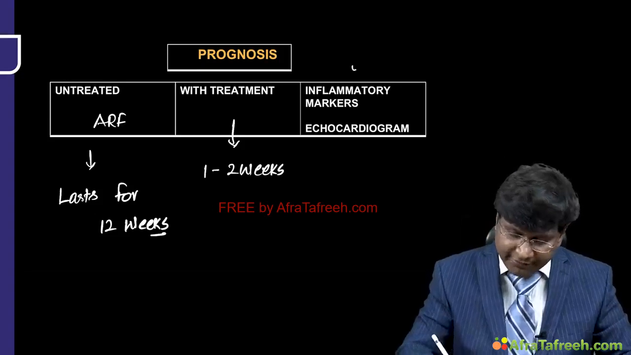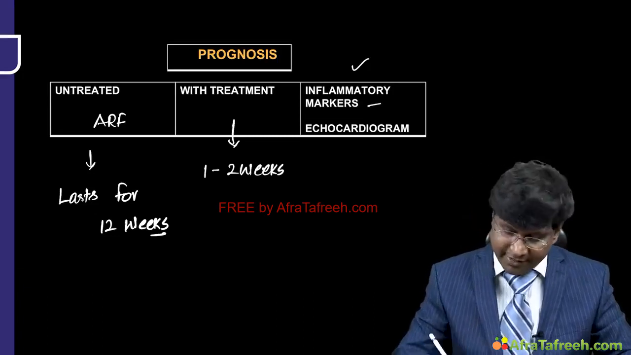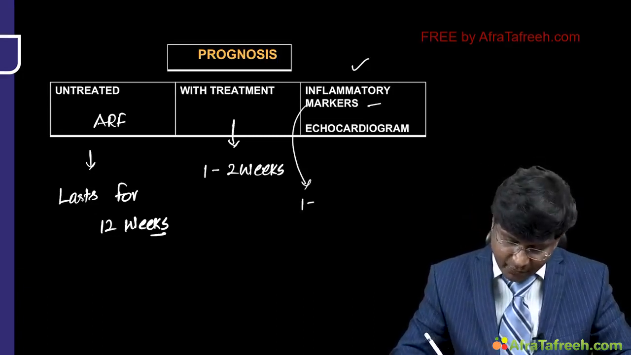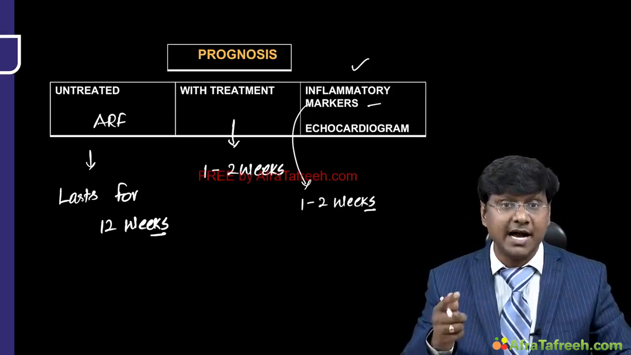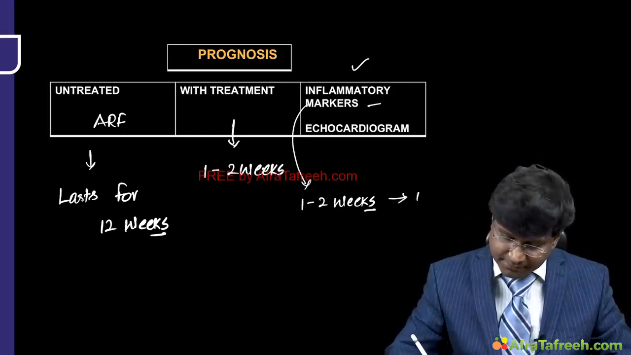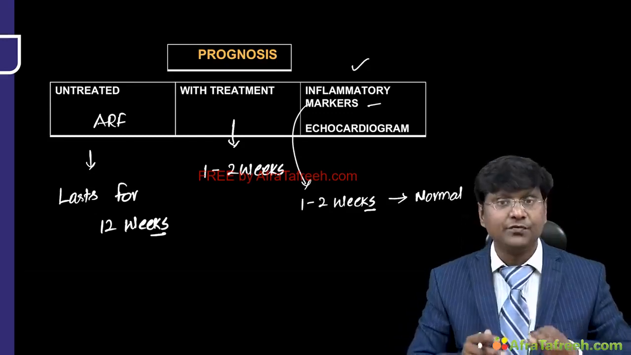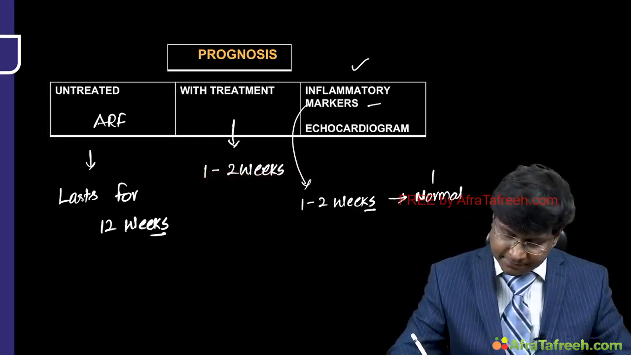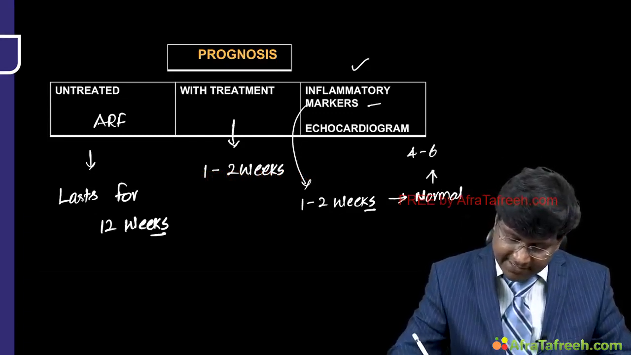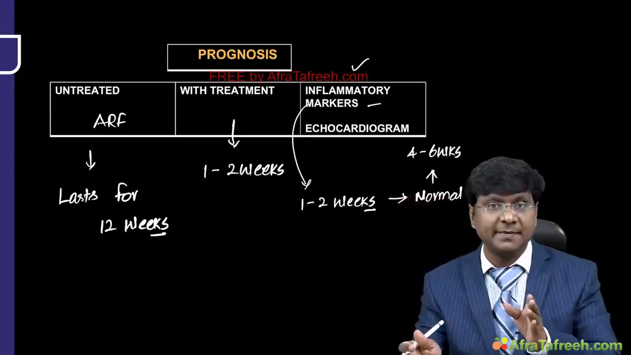And what do you have to monitor? The inflammatory markers have to be monitored every 1 to 2 weeks until they get normalized. How long does normalization of the inflammatory markers take? It takes around 4 to 6 weeks for the inflammatory markers, that is ESR and CRP, to return to normal.